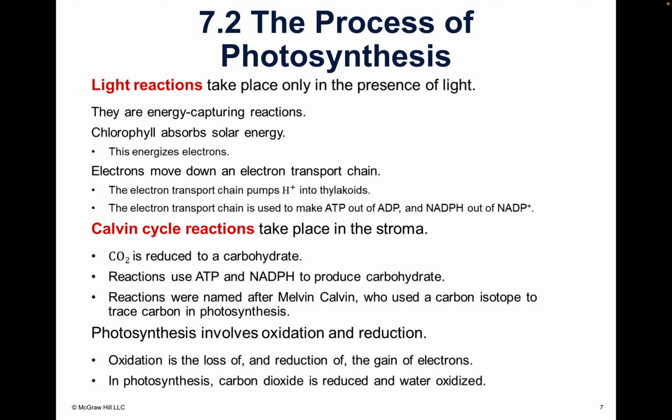So then there's something called the Calvin cycle reactions that take place in the stroma. So remember, the stroma is where that CO2 comes into. The stroma is the stomata, the little holes. So CO2 is then reduced to a carbohydrate. The reactions use the ATP and NADPH from the light reactions to produce a carbohydrate. It's called the Calvin cycle because a guy named Melvin Calvin figured it out, basically.